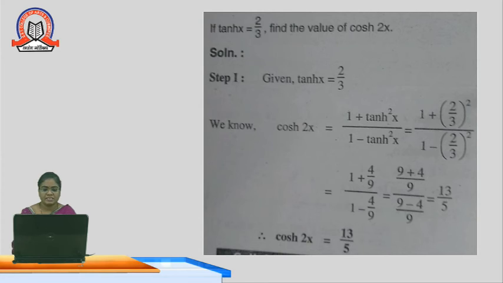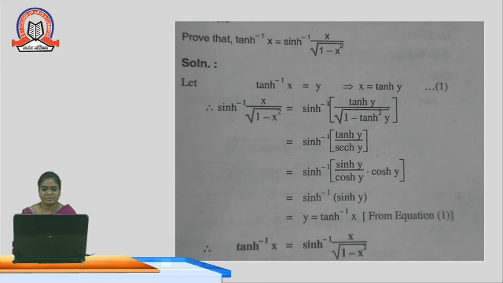Now tanh x equals 2/3, find the value of cosh 2x. So tanh x equals 2/3, and cosh 2x equals (1 plus tanh² x) upon (1 minus tanh² x), which is the formula. Substituting tanh x equal to 2/3, squaring that we get 4/9. Taking the LCM, we get ((9 plus 4)/9) upon ((9 minus 4)/9), that is equal to 13/5. Cosh 2x equals 13/5.